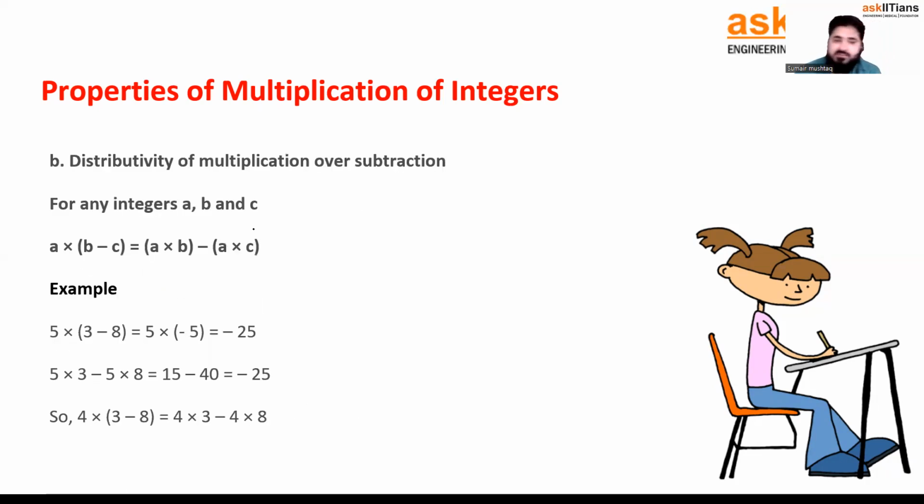Same is the case for subtraction as well. Here it was plus. Now here it is subtraction. You can see the example. So it will be 5 multiplied by 3, and 5 multiplied by 8. Here it is. Right. 15 minus 40, that is -25. This and this will be the same. I hope you got this one.